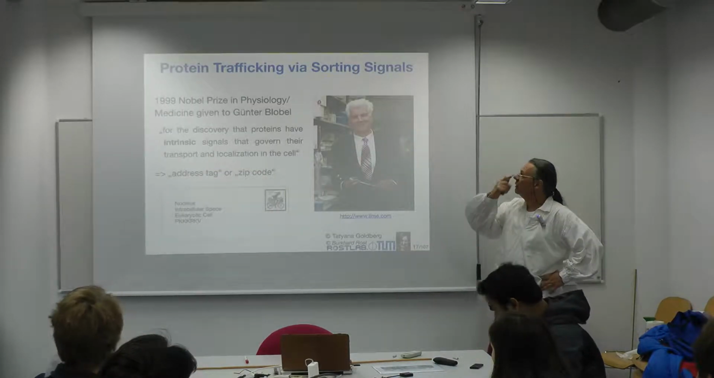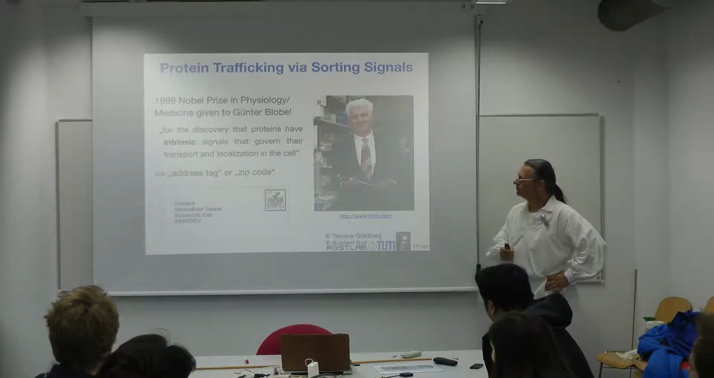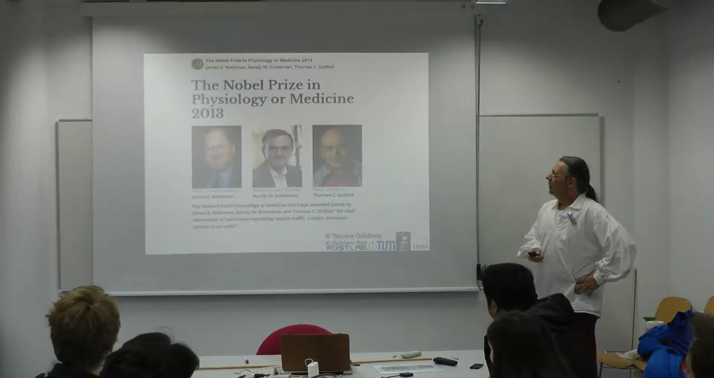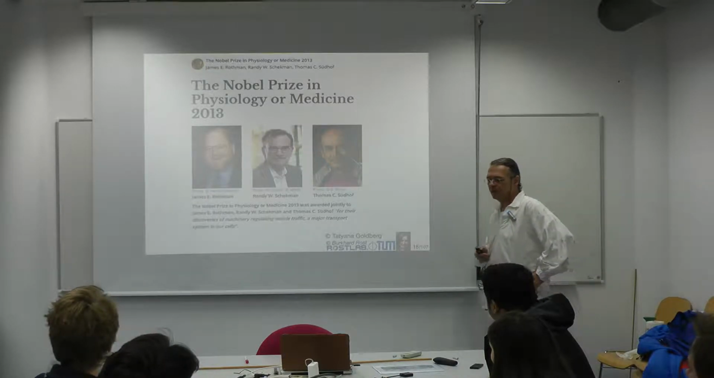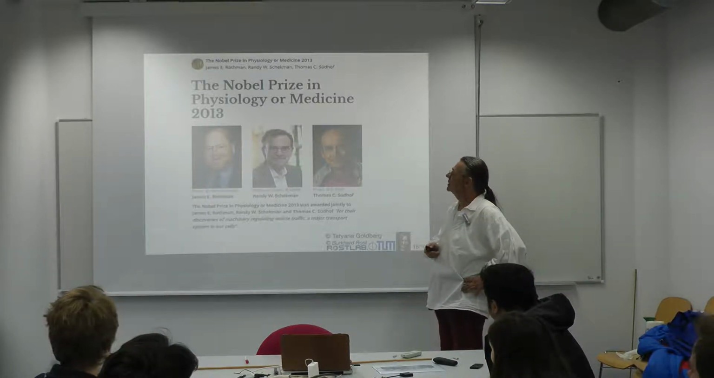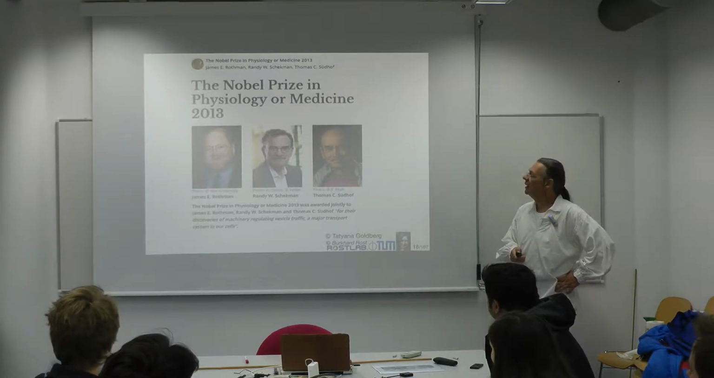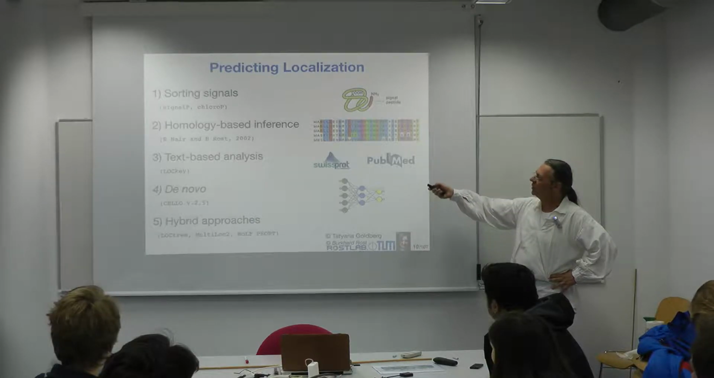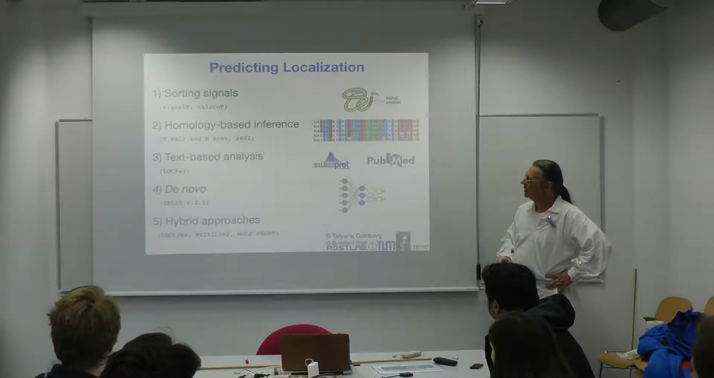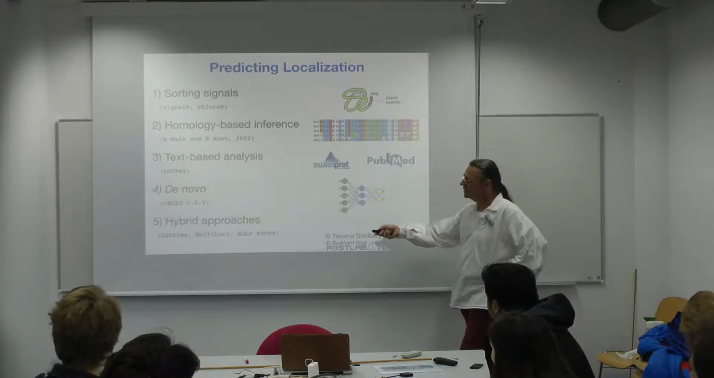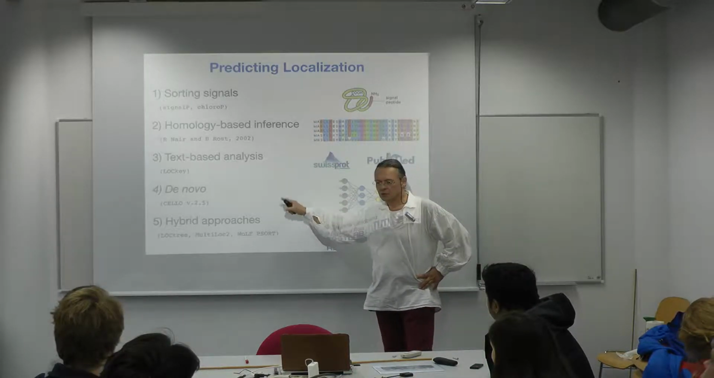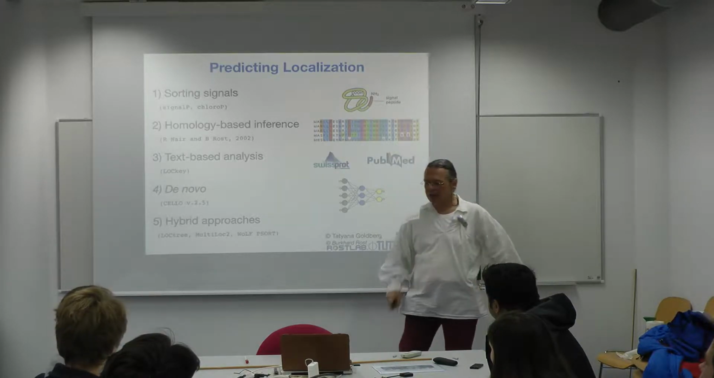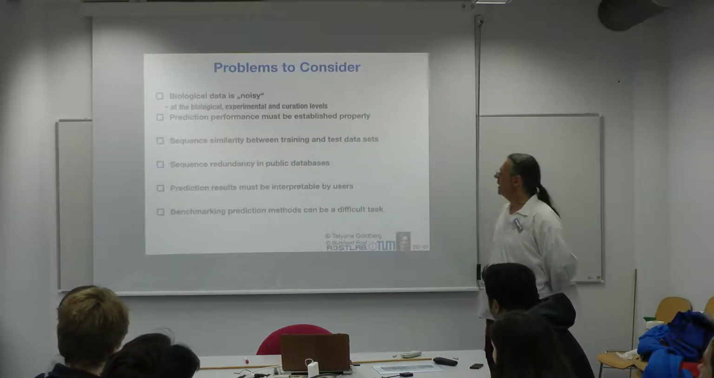The idea of zip code goes back to Günter Blobel, who got the Nobel Prize for it. Okay, there are more Nobel Prizes on this issue of zip codes. This is a set of more recent prizes in 2013. And we talked about the prediction by sorting signals, homology-based, text-based analysis, and de novo, and then sort of hybrid approaches that use a little bit of these. In fact, I will go more into the next particular example of that today.